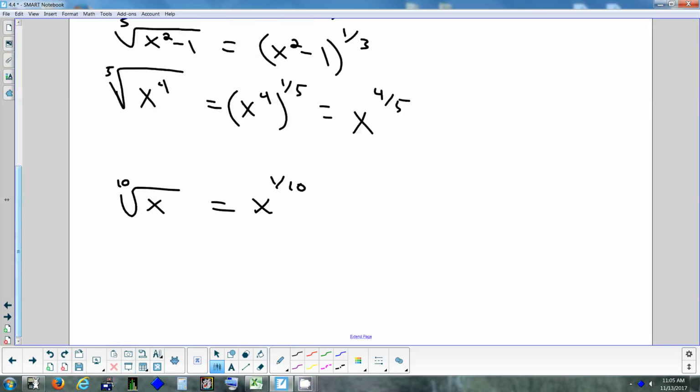And we'll talk about how you type that in on the calculator. If you type it as an exponent, you probably already know how to do it, but you can also type it in this way. There's a button on the calculator to do it.